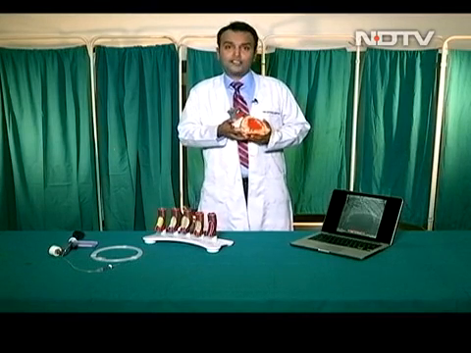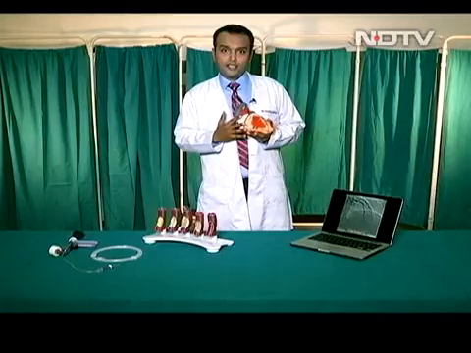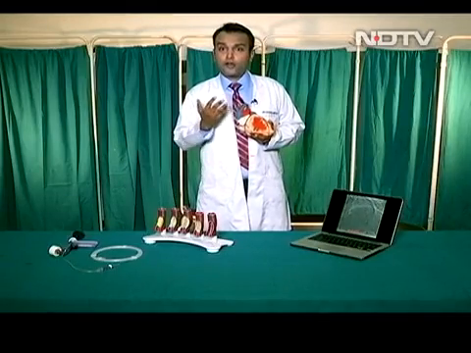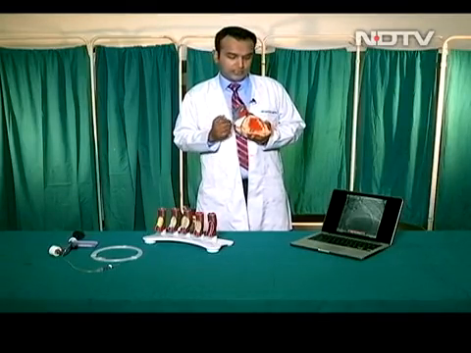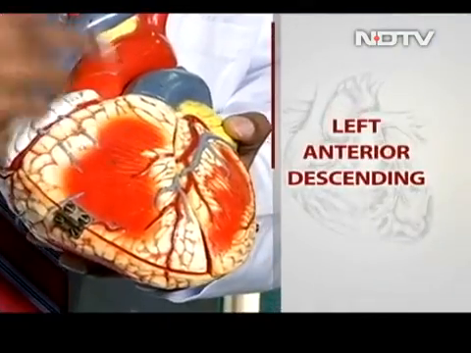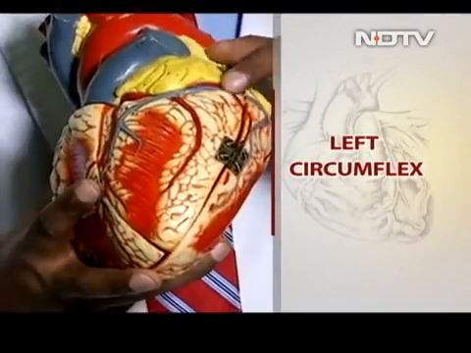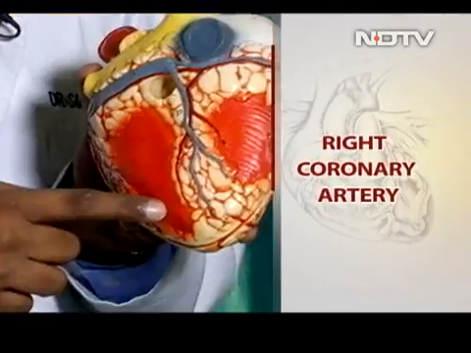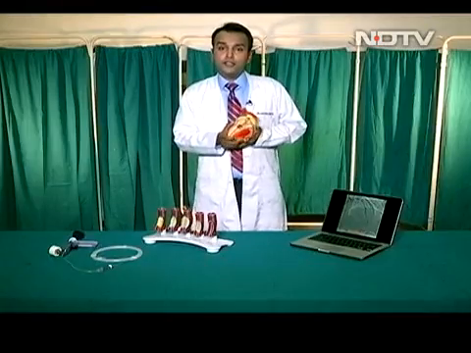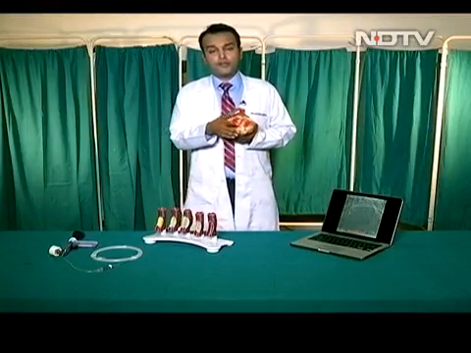Now, your heart sits in the chest, something like this. The heart gets its nutrition and oxygen from 3 arteries. That is the LAD, the left anterior descending, right in the front, the circumflex, which goes on the side, and the right coronary artery, right in the back. Together, these 3 arteries give the heart the oxygen and nutrition they need.